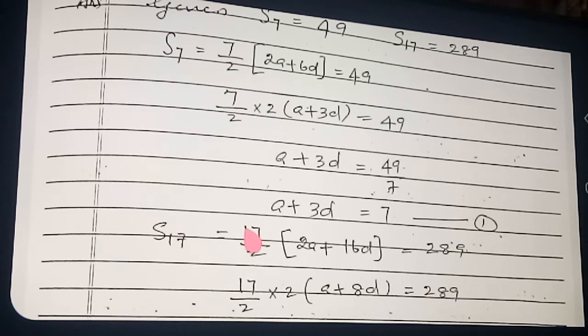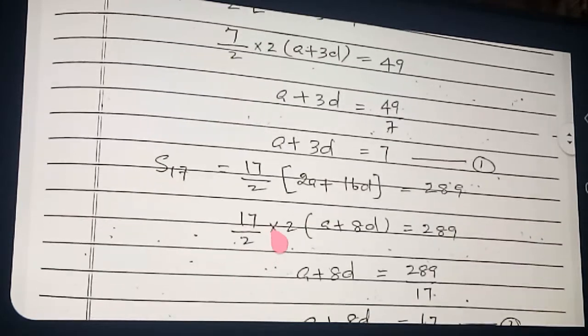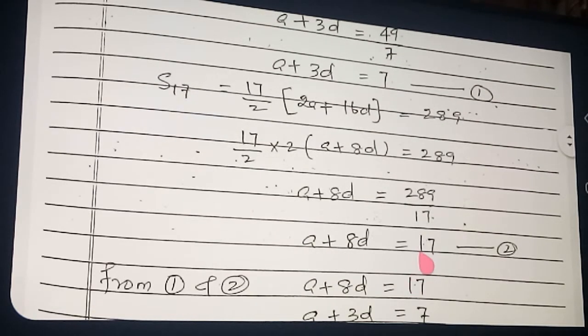In the same way, you will get another equation from S17. Same formula applying: n by 2 into 2a plus n minus 1 into d. That means 17 by 2 into 2a plus 17 minus 1, that is 16d, is equal to 289. Here also apply the same method. 2 is common, take 2 outside. This 2 and this 2 will cancel. So a plus 8d is equal to, this 17 will divide here. So 289 by 17, how much is coming? 17, since 17 into 17 is 289.